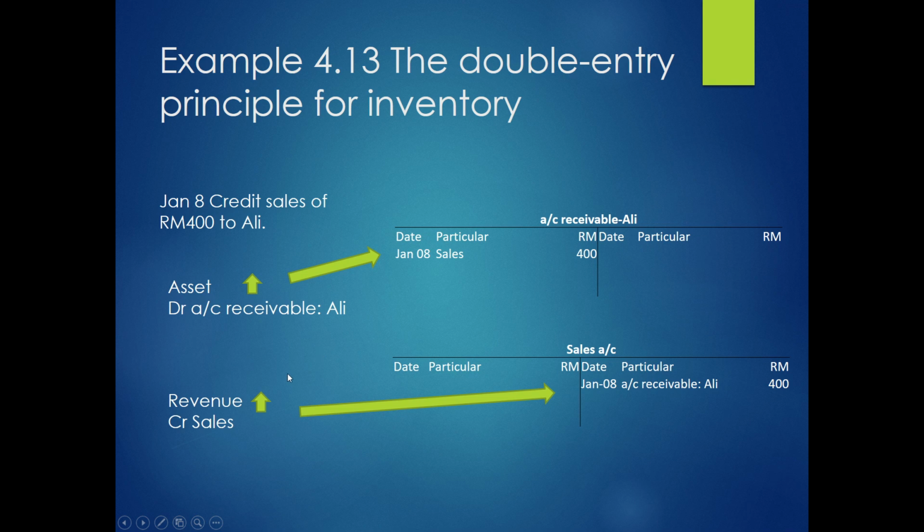And the next effect is revenue increase due to the sales, right? Revenue increase should be credited. So sales account will be credited with the amount of 400 ringgit, and the particular is account receivable Ali, which means that the credit sale was made to Ali on January 8.